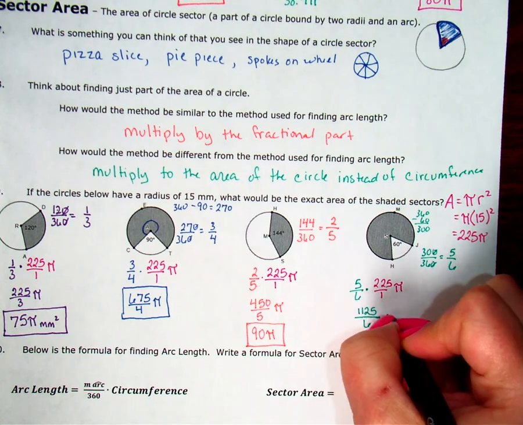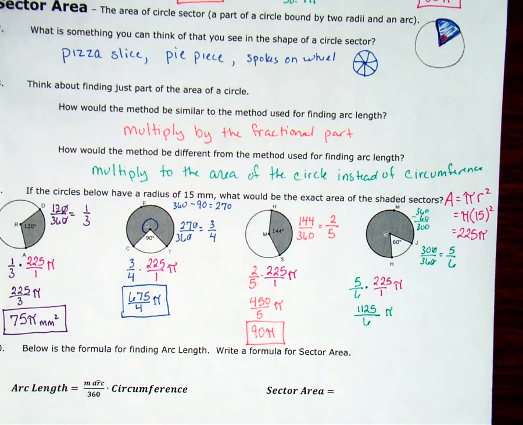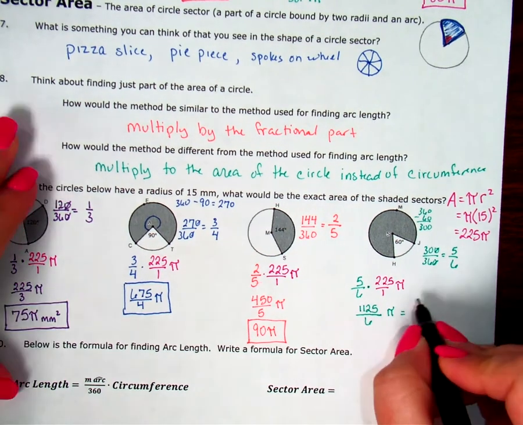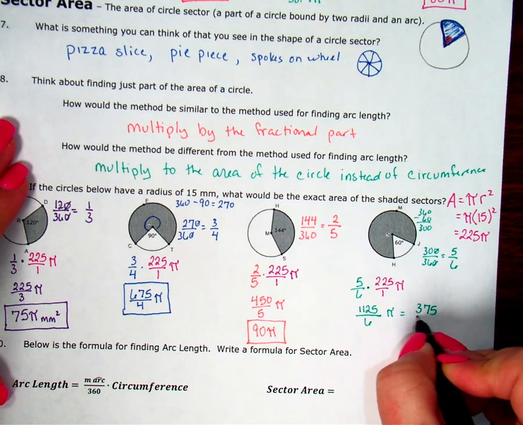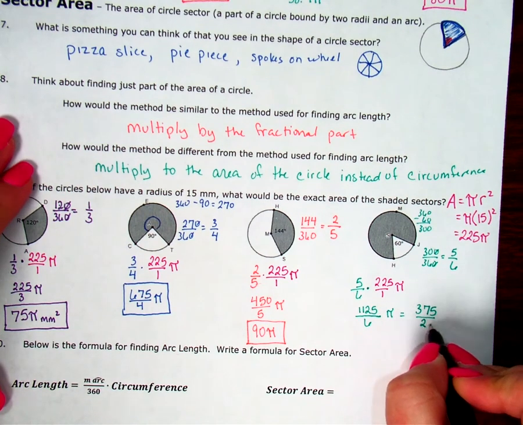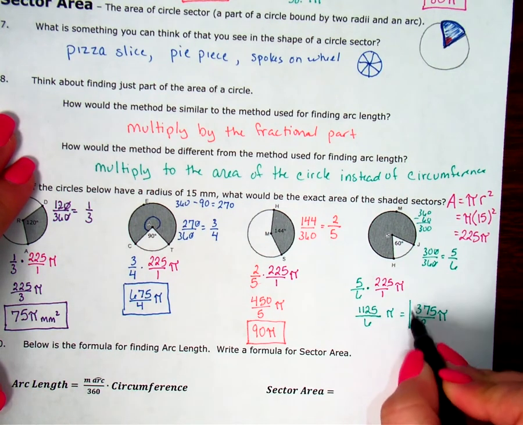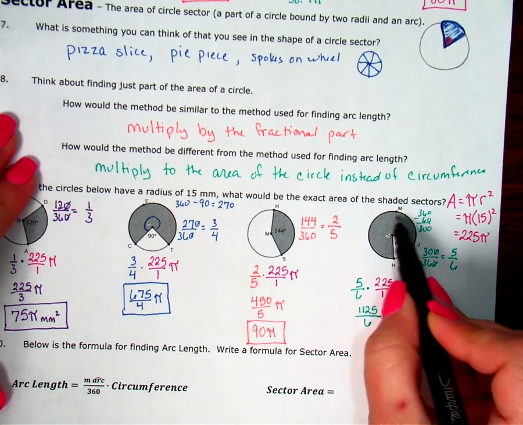And let's see if that reduces. 1125 divided by 6 doesn't reduce evenly, but let's see. Is there anything that can go into both 6 and 1125? 6 goes into 6, but it doesn't go into 1125. But does 3 go into 1125? 1125 divided by 3 is 375. So 3 goes into 1125 375 times. And 3 goes into 6 2 times. So that's going to be 375 over 2 pi is the area of the shaded portion for that circle.